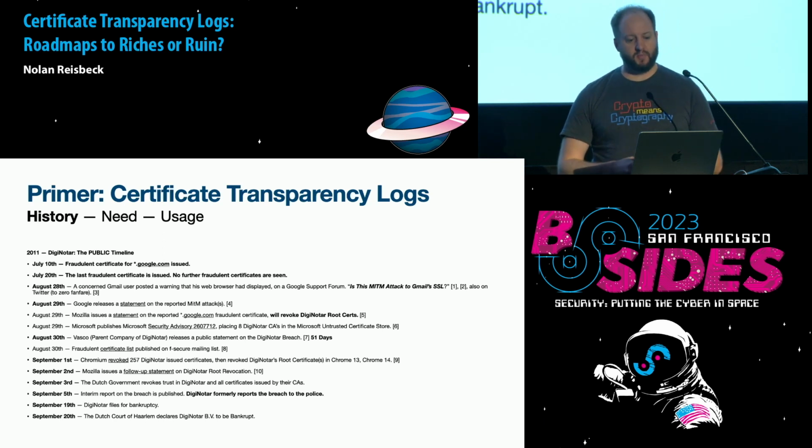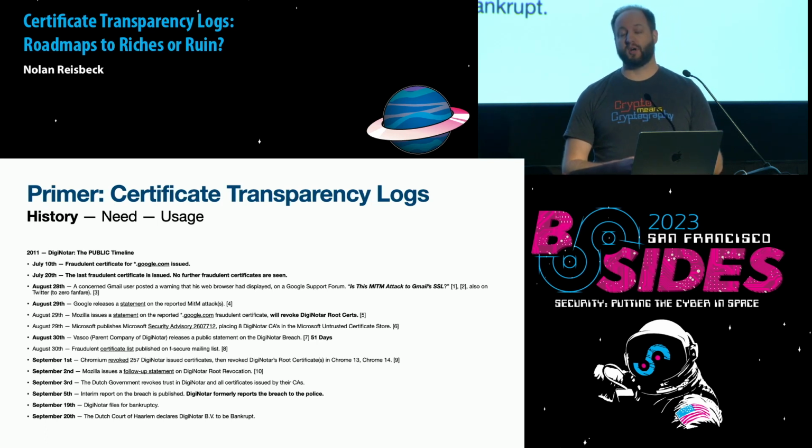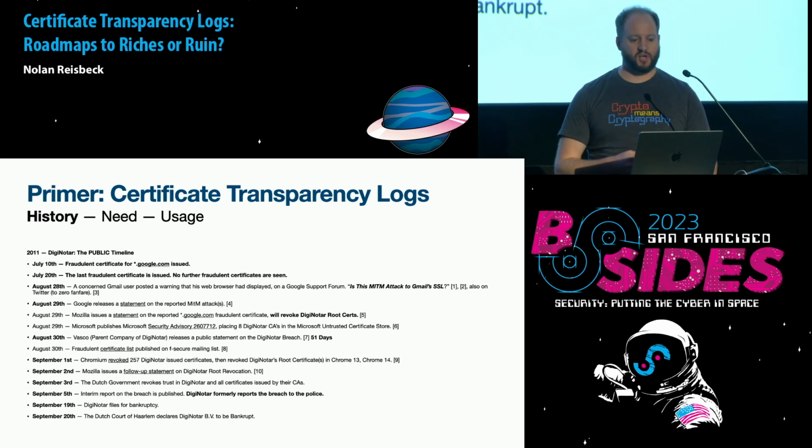Immediately, the minds over at Google sprang into action, and on July 29th, they basically posted a statement saying that they were aware that a certificate had been issued by this CA for a domain that they controlled, and they assured everybody that they did not request it. There was a statement made by Mozilla the same day, and Microsoft as well.